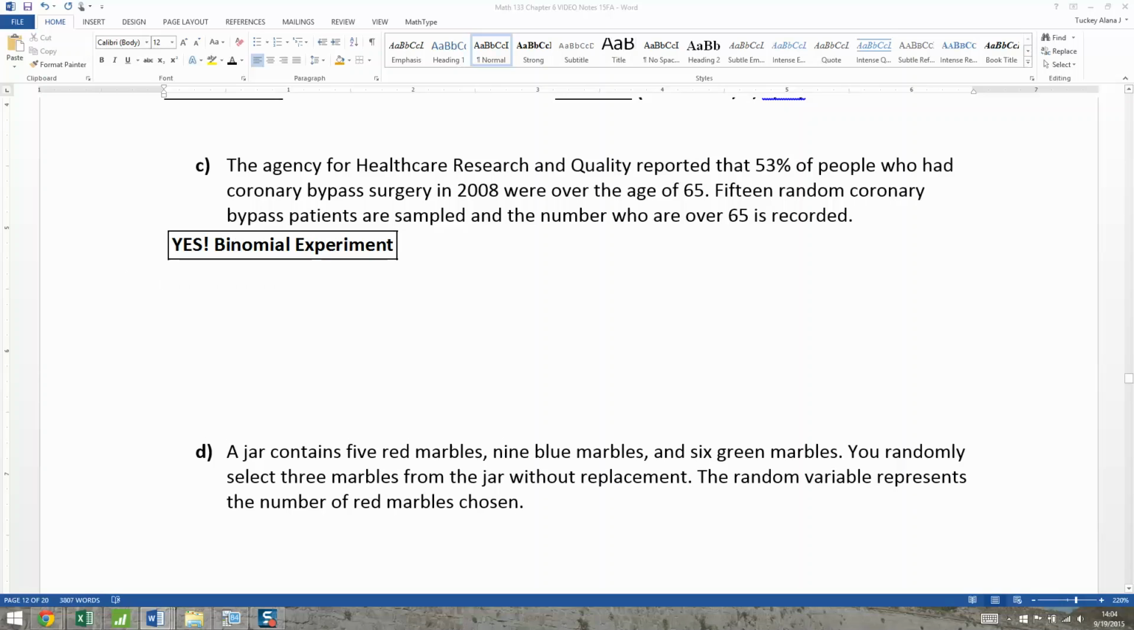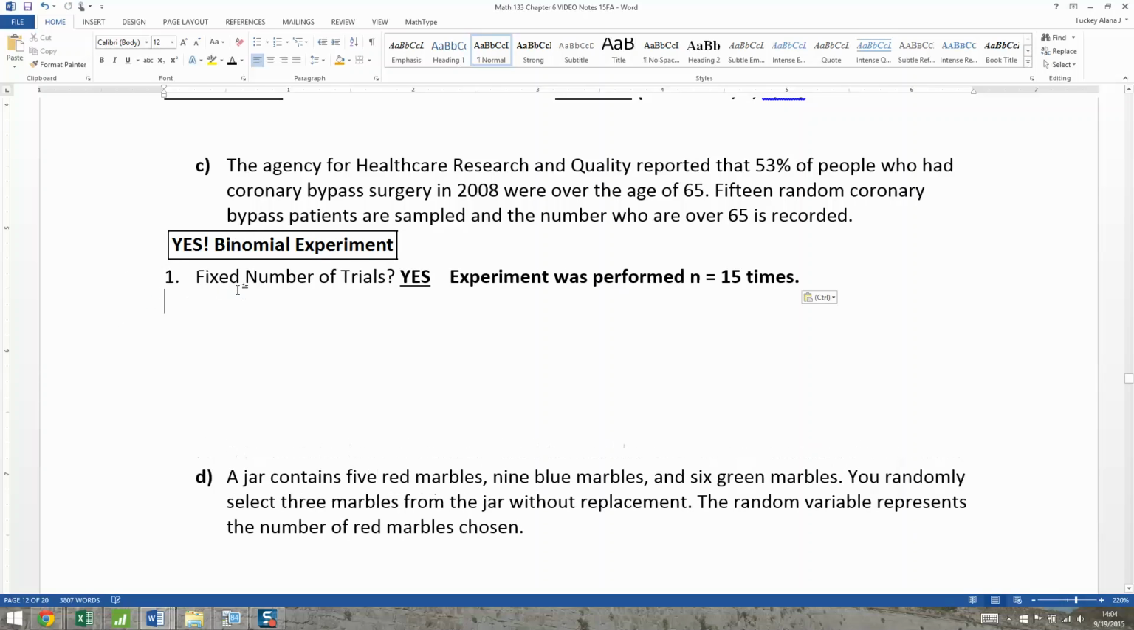First thing is that it's performed a fixed number of trials, for sure, because you have 15 patients. This number 15 gets you your fixed number of trials. So there's n right there. Done.